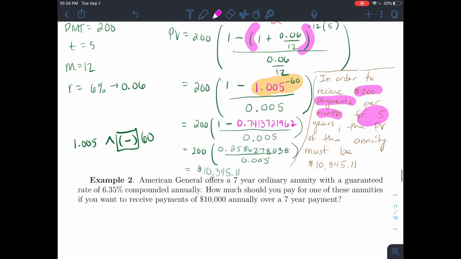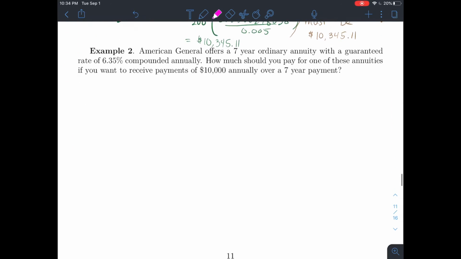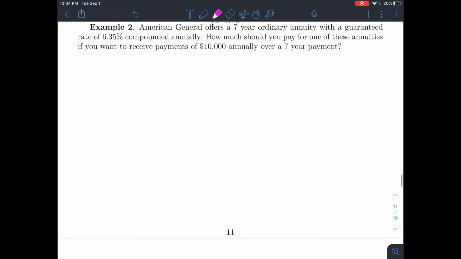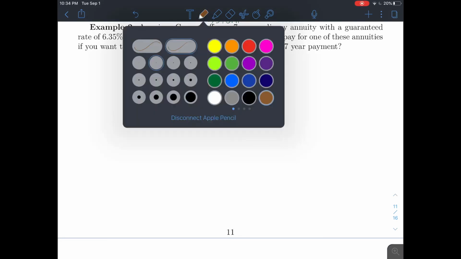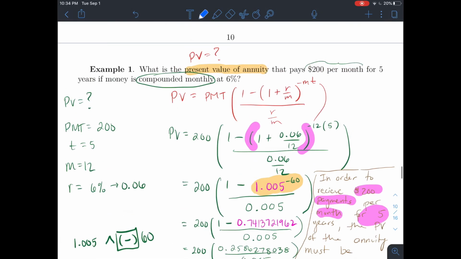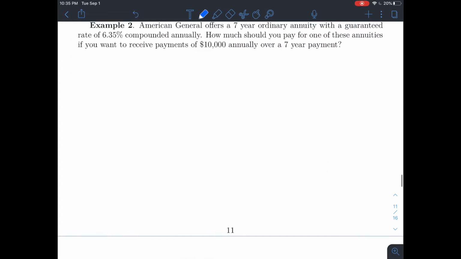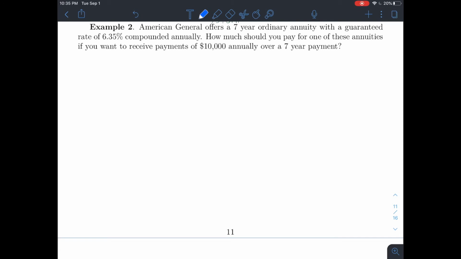Okay, so moving on to this next example, let's look for those keywords that don't make it obvious that this is a present value problem, right? In the previous example, we had it super obvious. It actually said that word present value, but that's not always the case. So we'll look for these keywords that make this problem a present value problem.